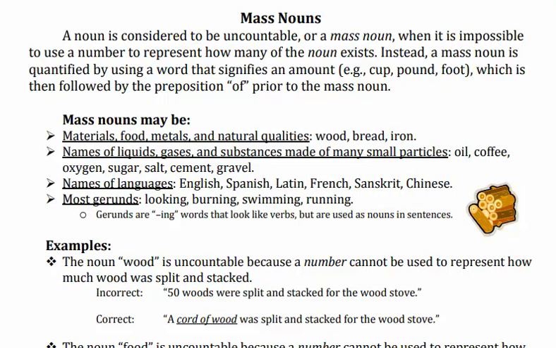So a noun is considered to be uncountable or a mass noun when it is impossible to use a number to represent how many nouns exist. Clear? Instead, a mass noun is quantified by using a word that signifies an amount, such as a cup, pound, or foot, which is then followed by the preposition of prior to the mass noun. In this definition, it means that when something, some place, or some name exists, but it is impossible for us to count that noun, then it is included in the category of mass noun.